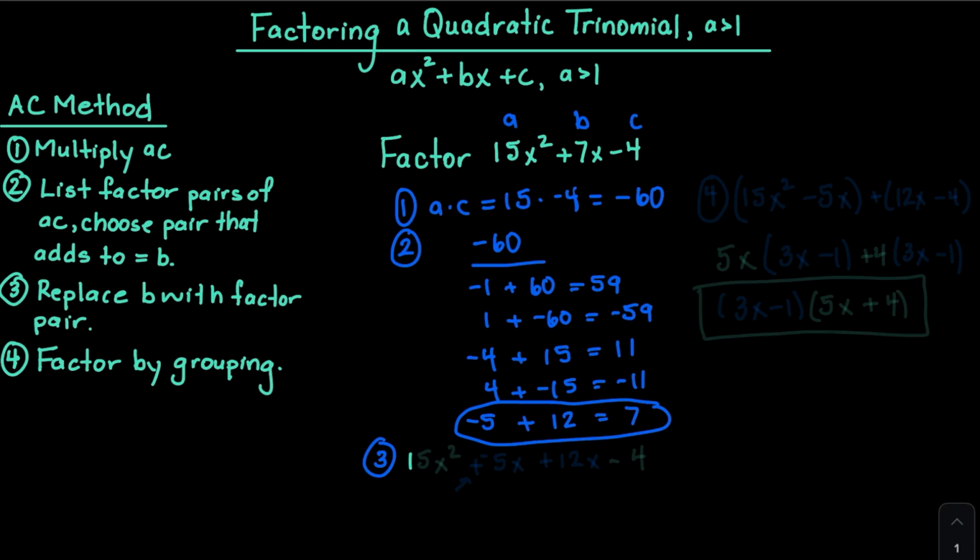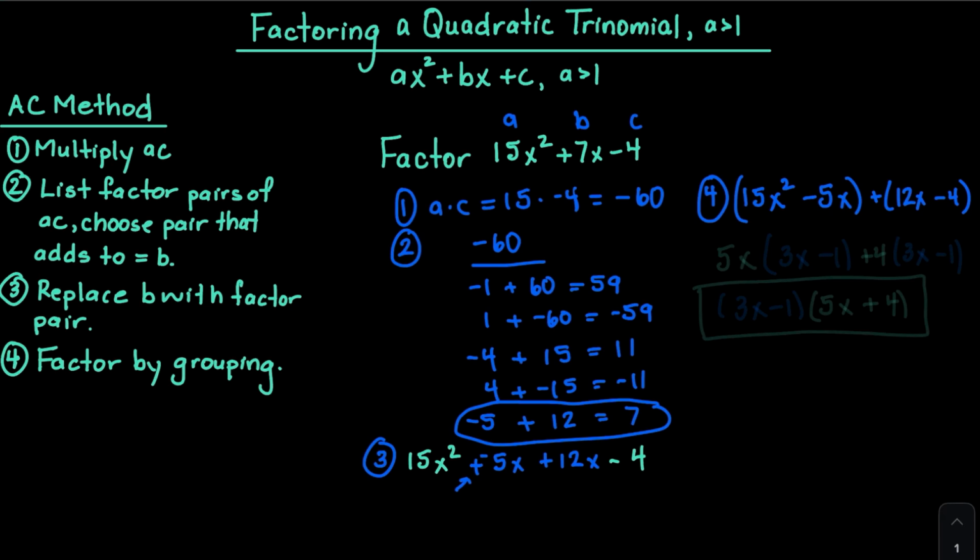replace my B term with my factor pair. Negative 5x plus 12x minus 4. Now, this plus minus here, we don't really like. So when I go to factor by grouping, and I'm going to come up here for step 4, I'm just going to write 15x squared minus 5x, and then 12x minus 4 when I group together in step 4.